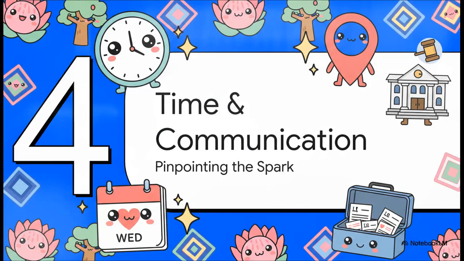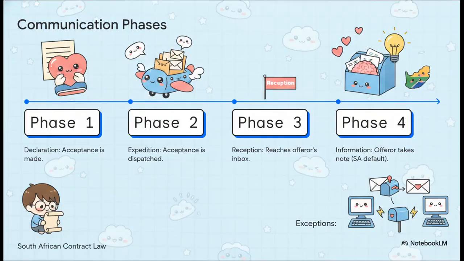Section 4. Time, place, and communication. Pinpointing the spark. The law actually maps out human communication in 4 very distinct phases. First is declaration, which is when the acceptance is made. Then comes expedition, when that acceptance is physically dispatched. Next is reception, when it reaches the offerer's inbox. And finally, information, which is when the offerer actually reads it and takes note.